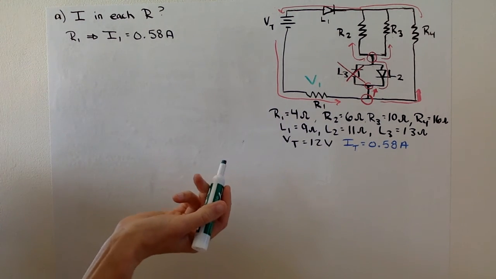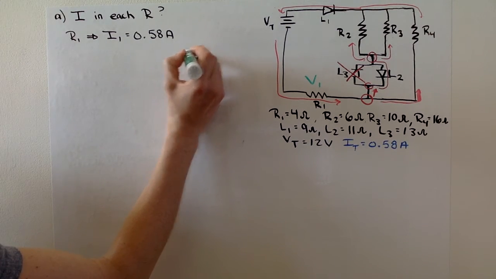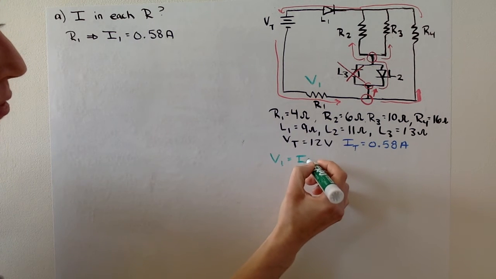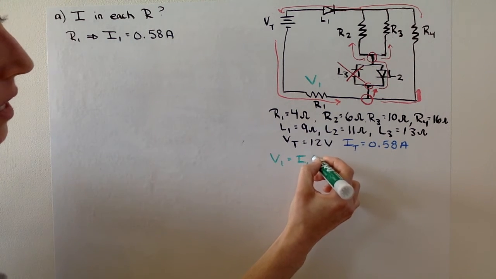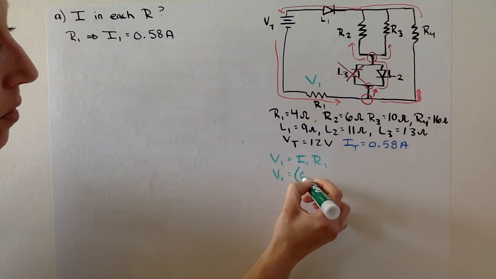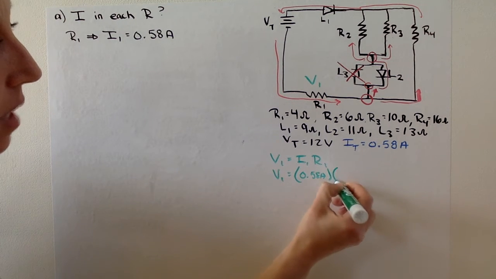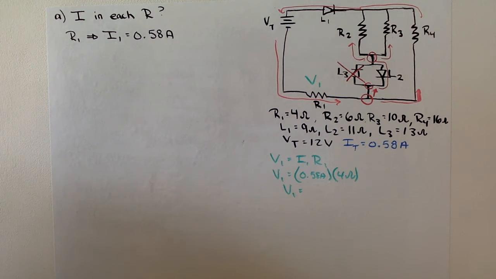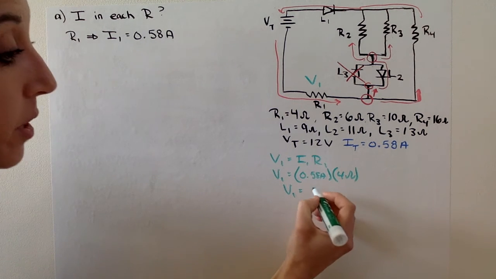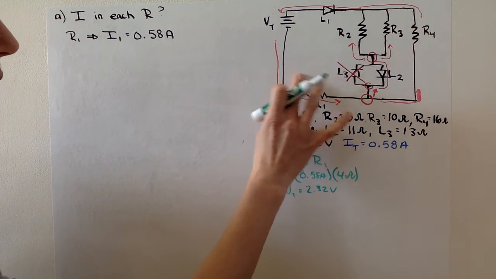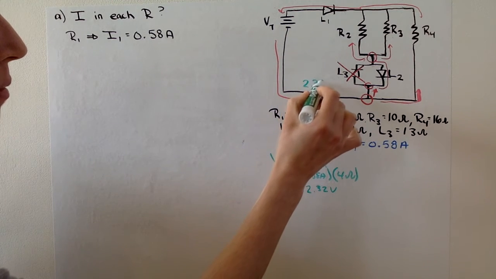So I want to find V1. Okay. So to do that, let's do this down here. V1 will be equal to the current that travels through that, I'm just going to call it I1, times the resistance of that. So V1 is equal to all of the current is going through this, so 0.58 amps, times the resistance of R1, which is 4 ohms. So V1 is equal to 0.58 times 4, 2.32 volts. Okay, so I'm just going to write this here. This is 2.32 volts.